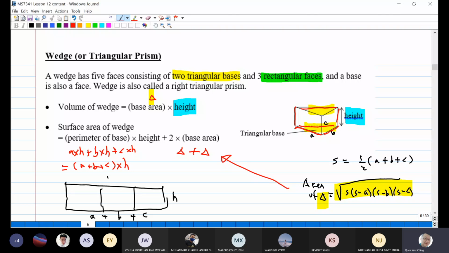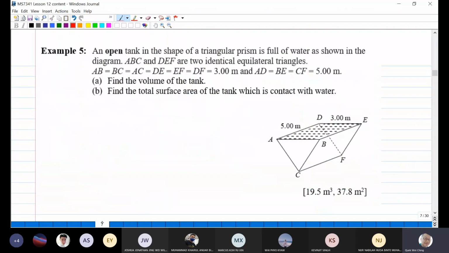All right, then go back to the start here. So I'm going to go through the first example with you. Okay, so this example is about the wedge now. You see the shape looks like a wedge here.